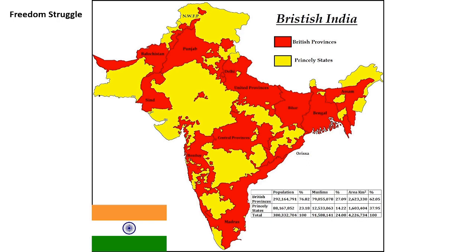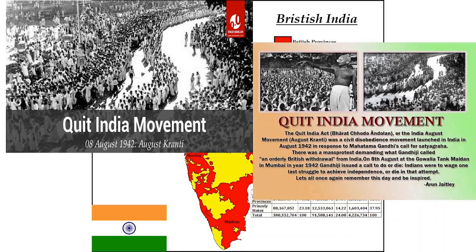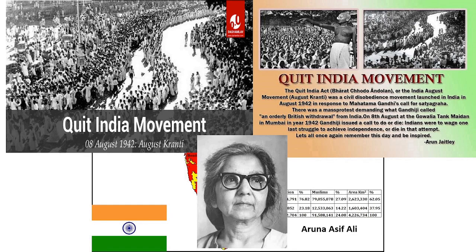The failure of Cripps' mission led to the start of the Quit India movement in August 1942 by the National Congress and Gandhiji. The movement started from Gowalia Tank Maidan in Mumbai. Gandhiji issued a call, "Do or die." Freedom fighter and politician Aruna Asaf Ali hoisted the national flag at Tank Maidan. The Quit India movement was the most violent movement at that time. The government used air bombing to disperse the masses.